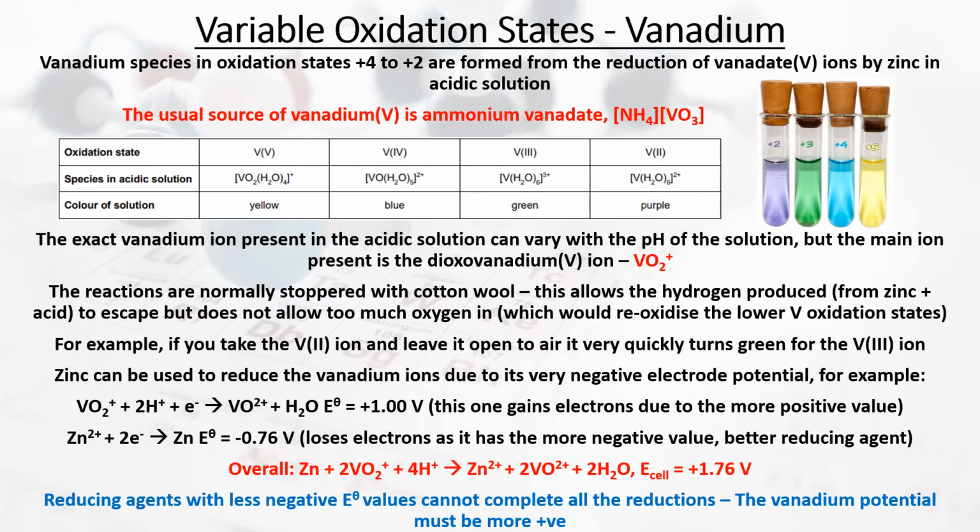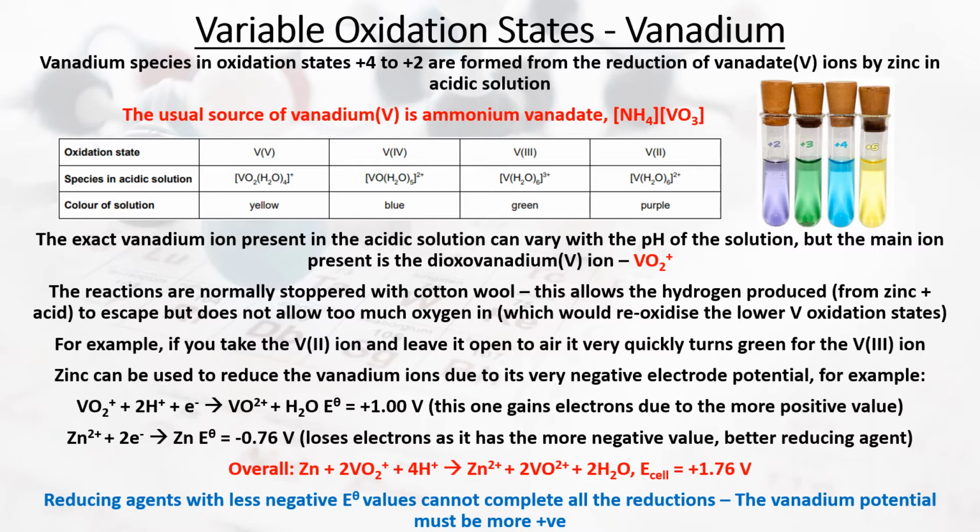Now, one of the most interesting examples to look for variable oxidation states is actually to look at vanadium. So we saw for the vanadium that we could take essentially any oxidation state from +2 all the way to +5. Now, the species in the oxidation states of +4 to +2 are formed from the reduction of the +5 oxidation state, what we call the vanadate ions, by normally zinc in an acidic solution. So we can reduce our vanadium +5 oxidation state to either the 4, 3 or 2 using zinc in acidic solution. And the usual source of vanadium 5 is in a compound called ammonium vanadate.